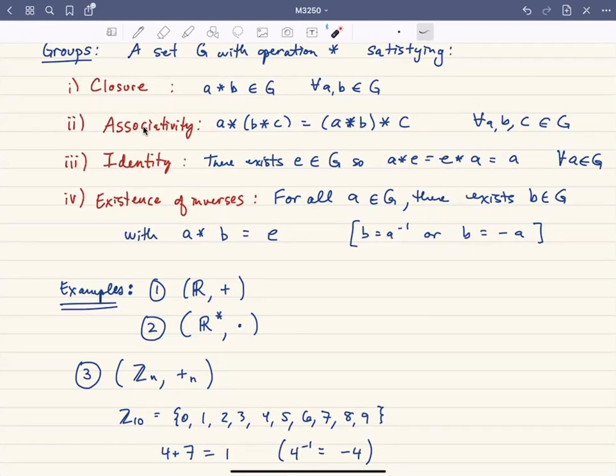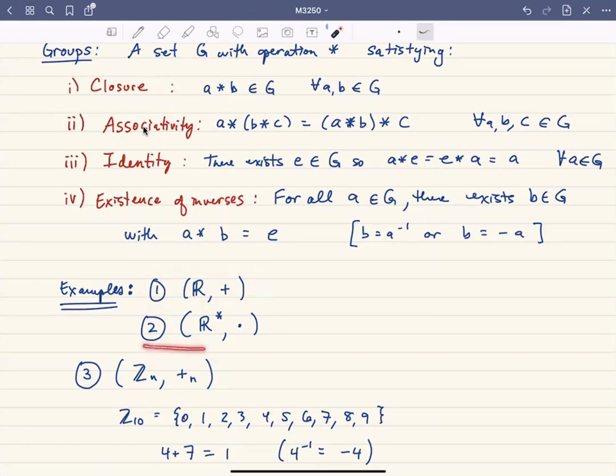So for example, thinking specifically about this group, the real numbers with addition, the inverse of 5 would be minus 5, and the inverse of 12 would be minus 12. The inverse of 0 happens to be 0. But for every real number, there exists another real number so that you can add those two to get 0. Okay, so the set of real numbers with addition is a group.